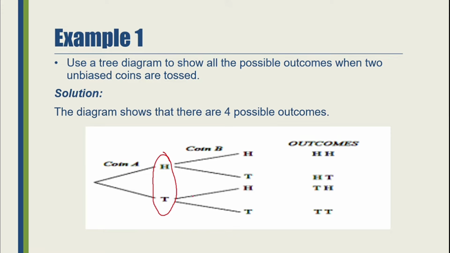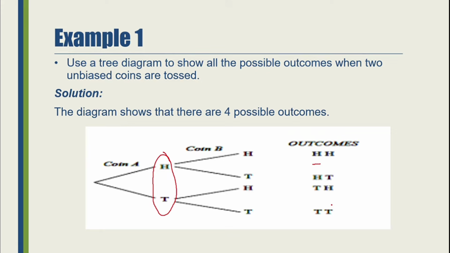As well as this one, the tail could be paired with head or tail. So therefore, there are four possible outcomes. We have here head head, head tail, tail head, and tail tail. So there are four possible outcomes when two unbiased coins are tossed.